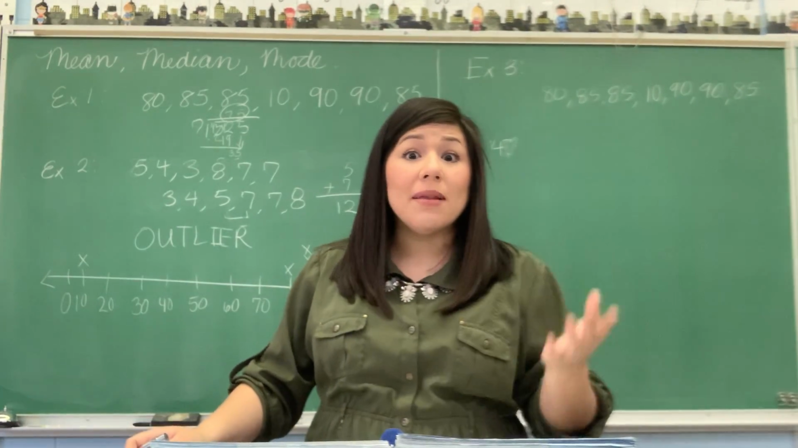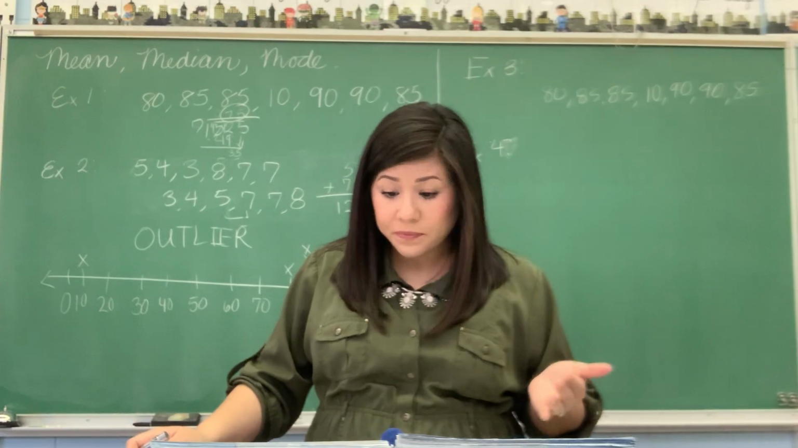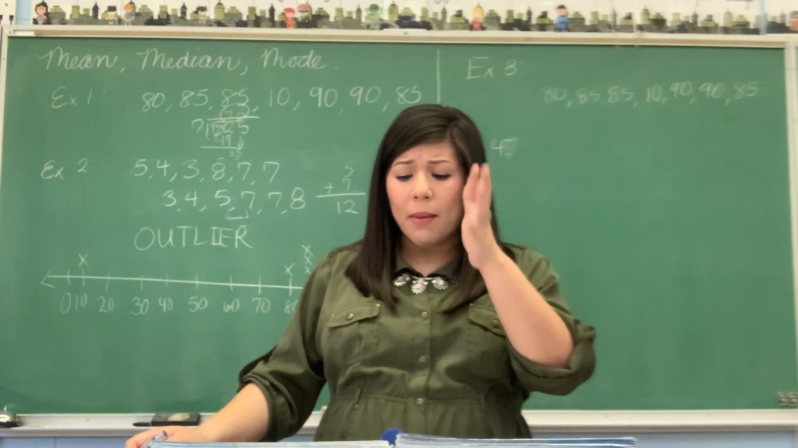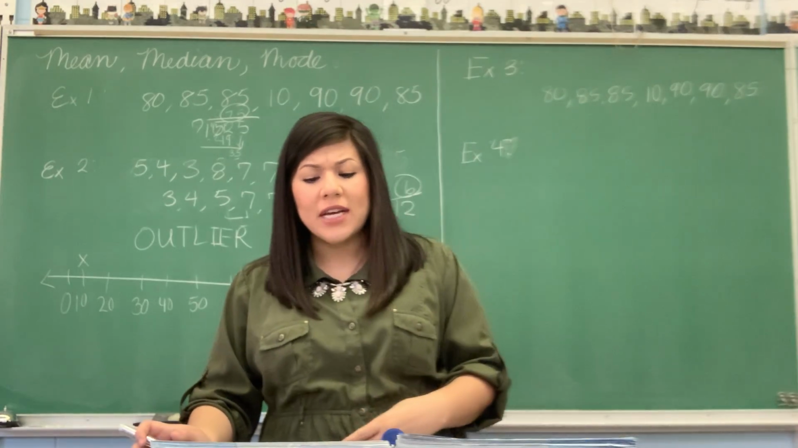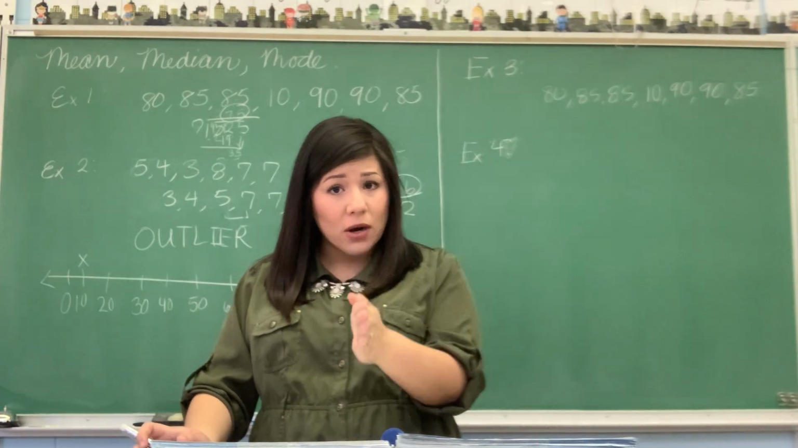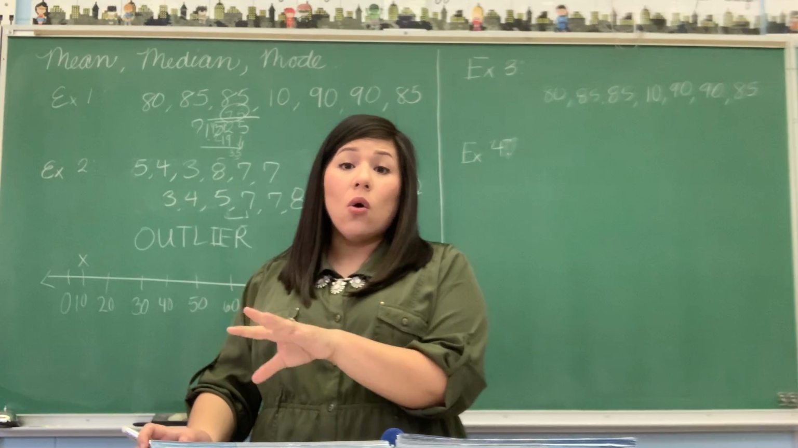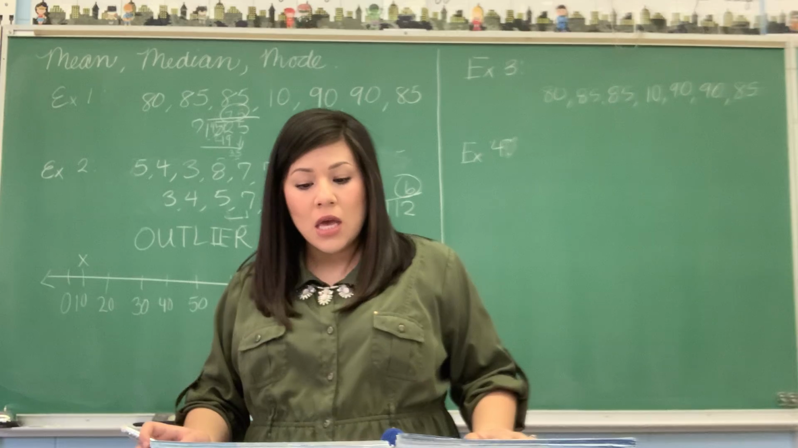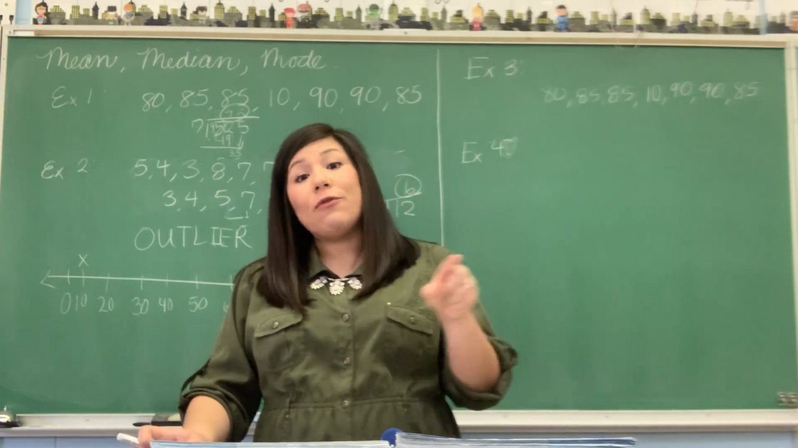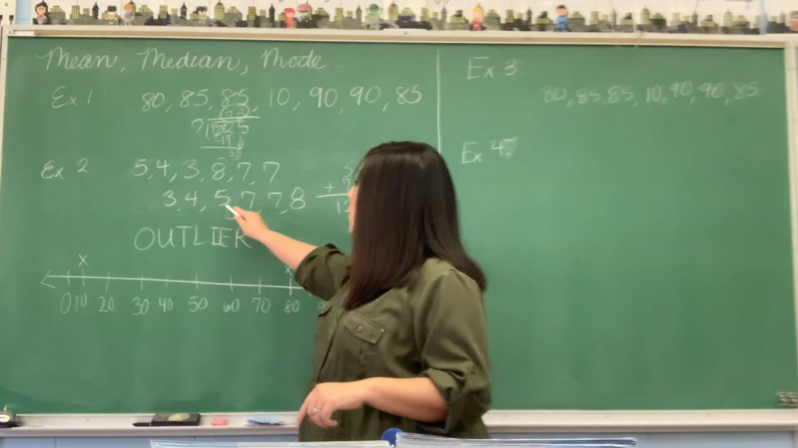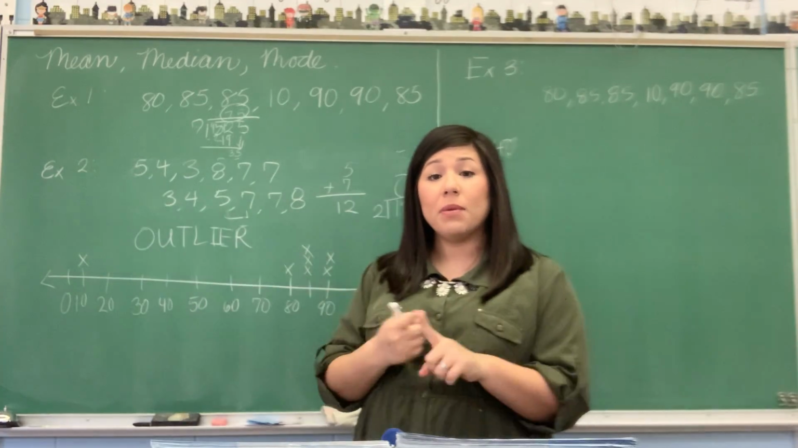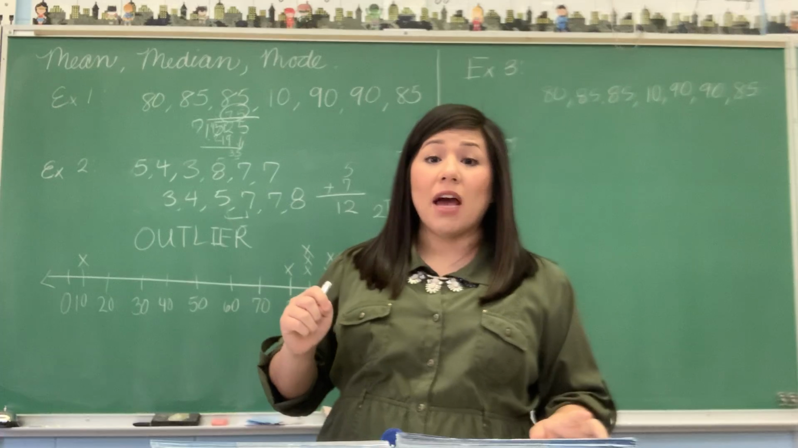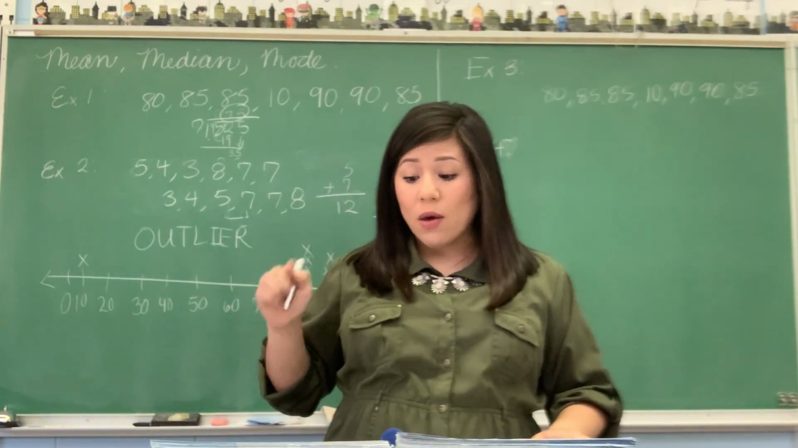Number 2, how do I find the median? The median of a set of numbers is the middle number when the numbers are arranged in order of size. Basically, the number in the middle when you put the numbers in order from least to greatest. If you have 2 in the middle, like we did here, we add up the 2 numbers in the middle and divide by what? Divide by 2. Okay, and then we have the outlier.